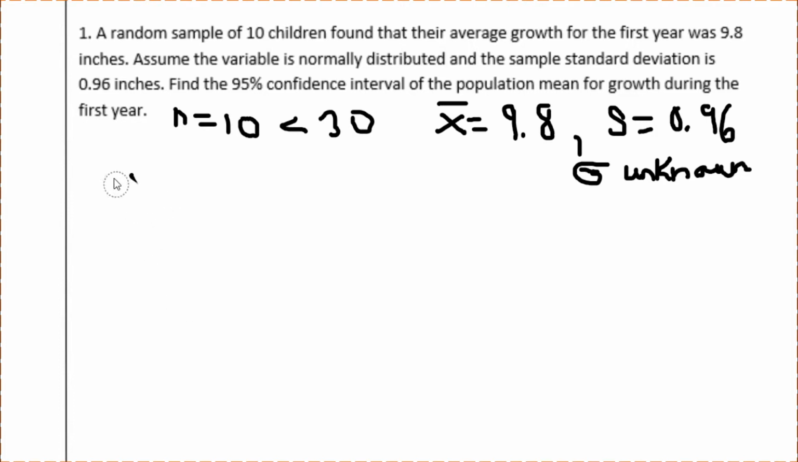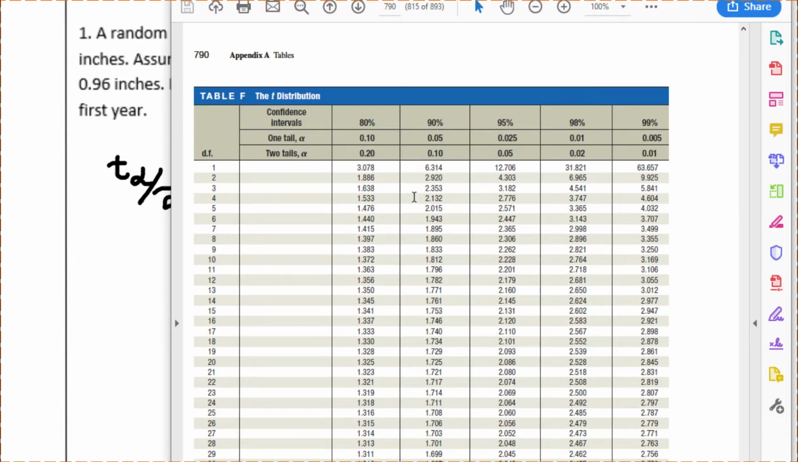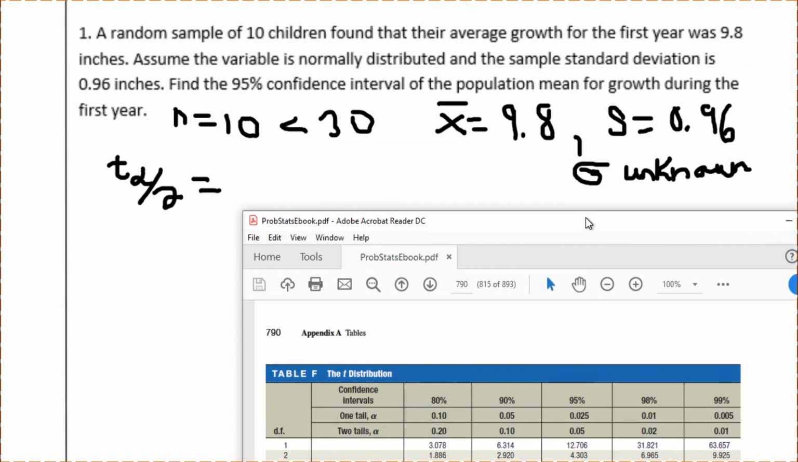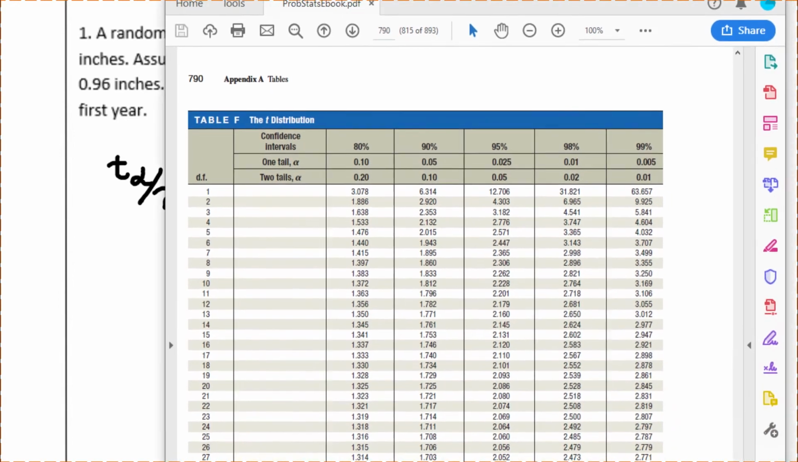Here, let me erase that. So we need to find out what the t alpha over 2 is equal to. So this is where we reference the table. All right, so we want a 95%. So we have a sample size of 10, and we have a 95% confidence interval.